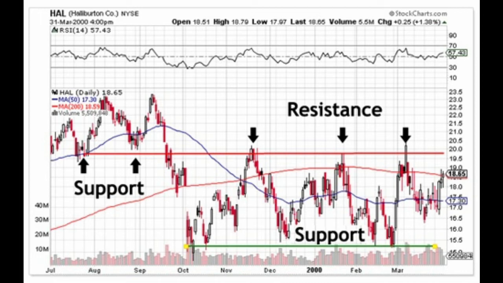Now, if the stock is able to break through the resistance level on the way up, the resistance line becomes a support line because there is something about that price level. If a stock breaks through a support line on the way down, that line becomes a resistance line. Support and resistance lines are horizontal.